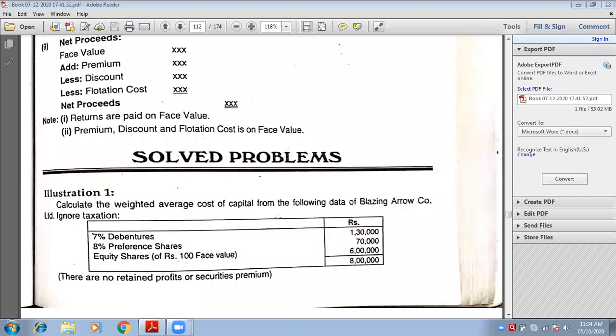Suppose I earn 1 crore rupees, but out of that 1 crore, the whole amount will not go into the pockets of the company. That is the earned amount, not a reserved amount. Out of that 1 crore, I will have to pay debenture holders, equity shareholders, preference shareholders and bond holders also. So in all, what is the total amount that I will have to pay to each one of them?